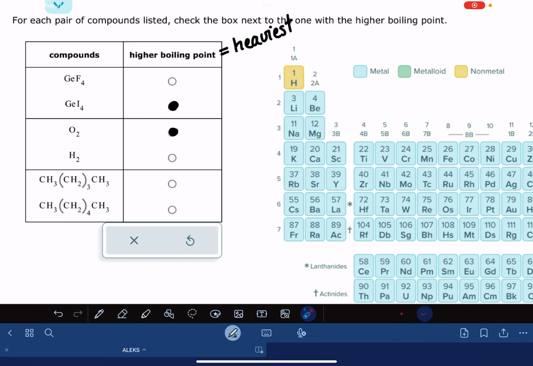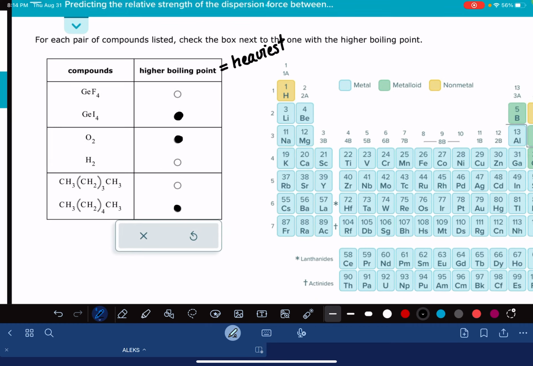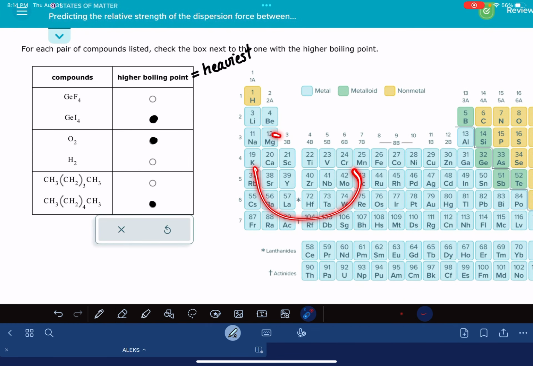And our last pair, this one might look kind of tricky, but notice that this one is a CH3 at the beginning and a CH3 at the end. The first one has 3 CH2 units, and the second one has 4 CH2 units, so that means that it has more CH2s, and therefore it is heavier. And that is all that you have to do to solve this problem. It is surprisingly straightforward.